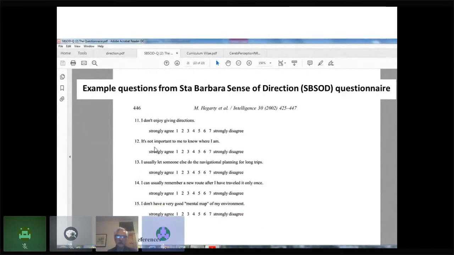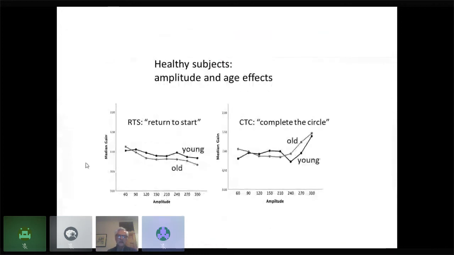So these are some examples of the Santa Barbara questionnaire. This could be a good one: I don't have a very good mental map of my environment. And these are some of the results of these experiments in young and old subjects as a function of the amplitude of the stimulus for the return to start. As you can see, there is a slight decline with amplitude, which is explained on the basis of the vestibular physiology, a little bit worse in the old.